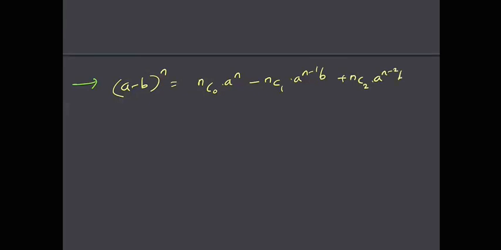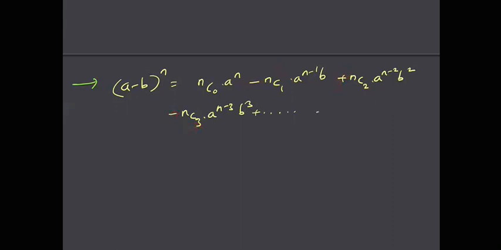And similarly, you can expand (a-b)^n, right? We can generalize (a-b)^n. This will be nC0 a^n minus nC1 a^(n-1) b, plus nC2 a^(n-2) b^2, minus nC3 a^(n-3) b^3, and it will go on. And you can see that if there is nC1, the sign is negative. If there is nC2, the sign is positive. If there is nC3, the sign is negative.